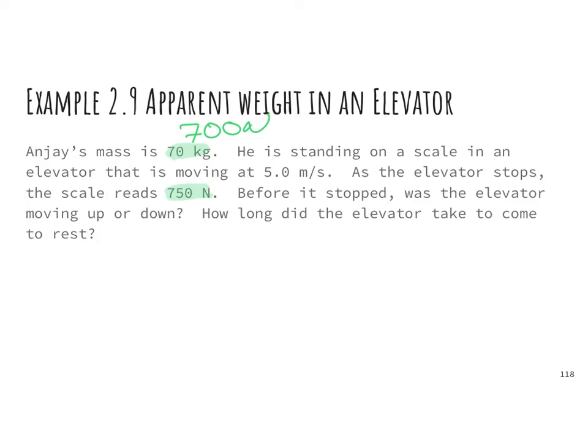So in this case, if he's already moving and he feels heavier, then what we just talked about, our apparent weight, is going to equal the regular weight plus mass times acceleration. This means that this acceleration needs to be positive. If I'm going up at 5 meters per second and then slowing down, I would feel lighter. So what actually is happening is I'm going down, and as the elevator slows down, I get this greater apparent weight.